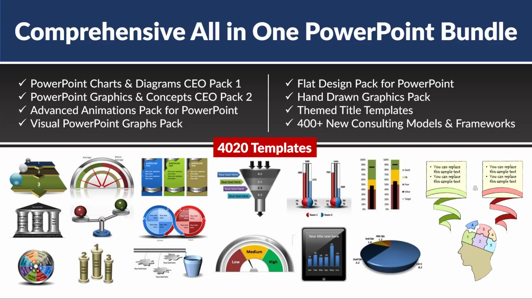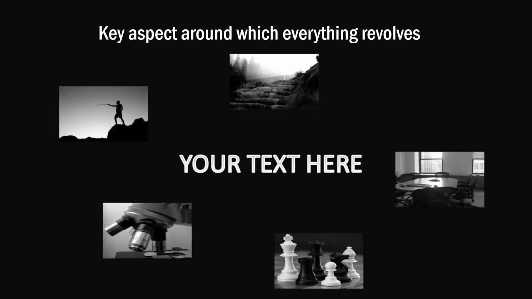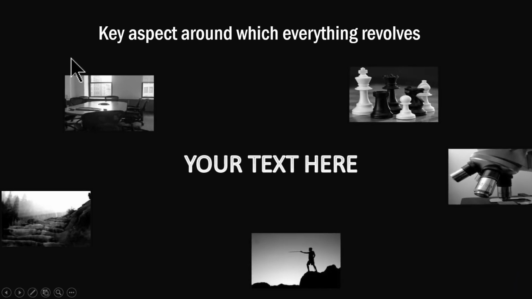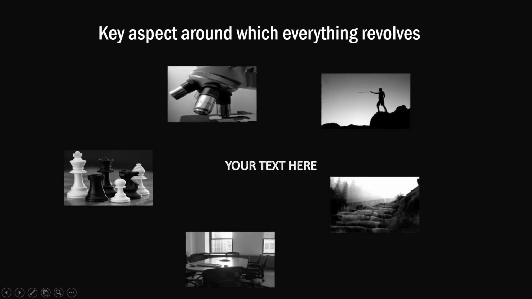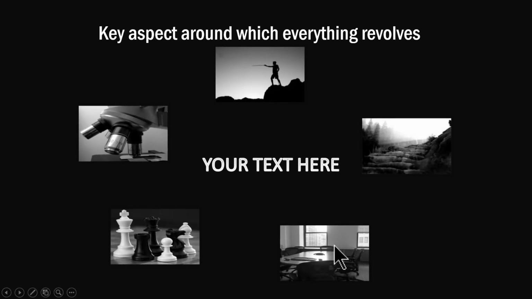The first example of showcasing different photos is this one. As you can see, we talk about a key aspect around which everything revolves. On a click, I show 5 photos, and the key aspect is at the center, and all the 5 photos are revolving around that key aspect. Needless to say, it is very easy to replace these pictures with just a couple of clicks.